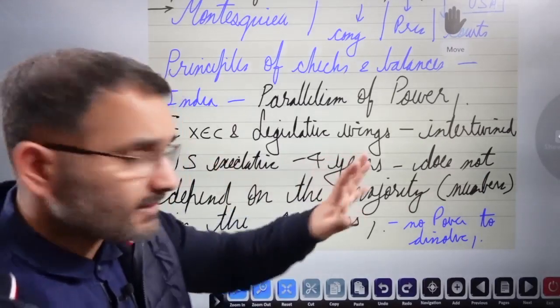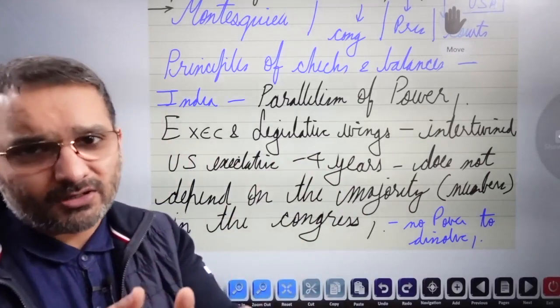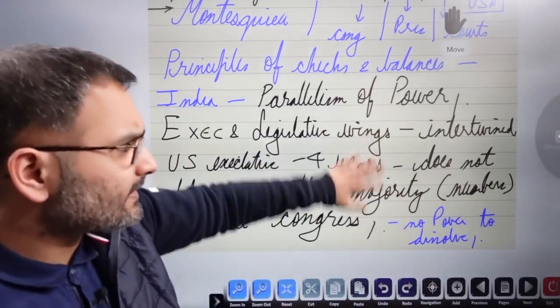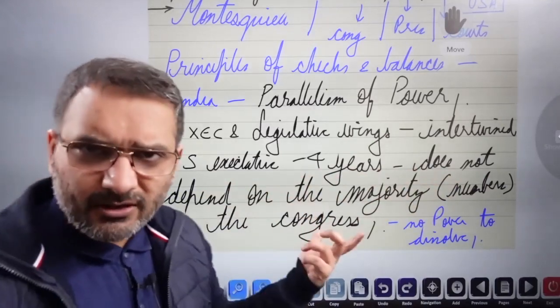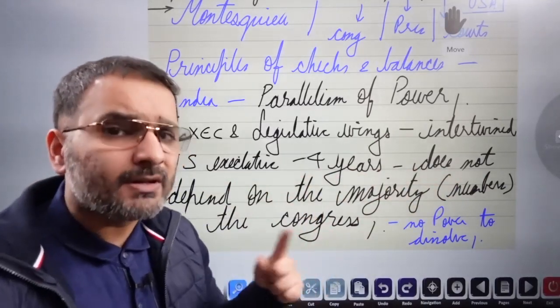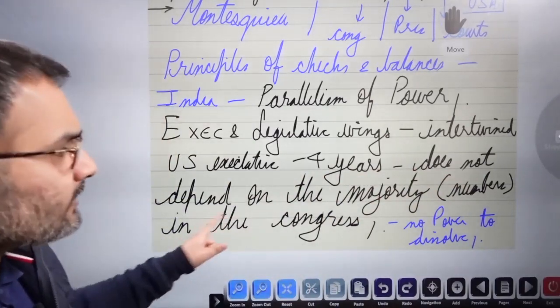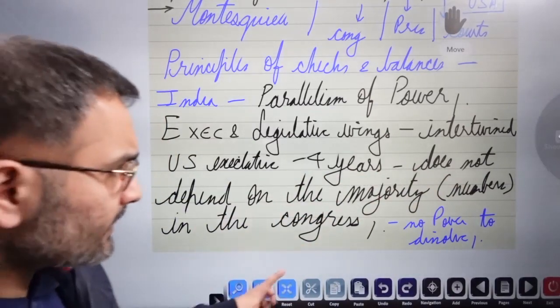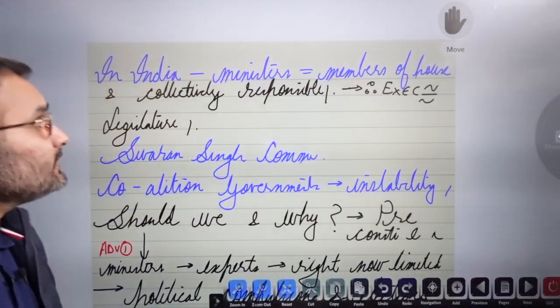So the executive is completely separated out from the legislative, and they were always in a perpetual war. All right, so this approach actually is much more suited to a developed nation. And have we ever basically considered the presidential form of government? Yes, the Swaran Singh committee did look into it. So it does not depend on the majority numbers in the Congress, and he has no power to dissolve the legislature, that is the US Congress.